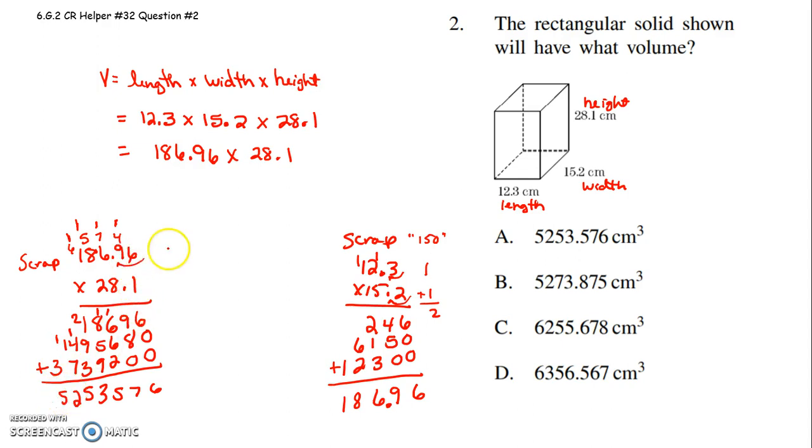We're going to move over 1, 2, and 1 more, so 3 decimal places. I get 5,253.576. There you go. And volume is measured in cubic units. That's why there's a little 3 there. I hope that helps. Lots of multiplying going on there.